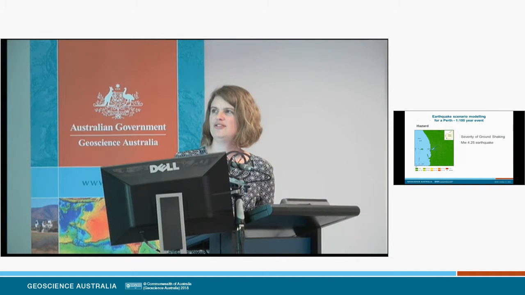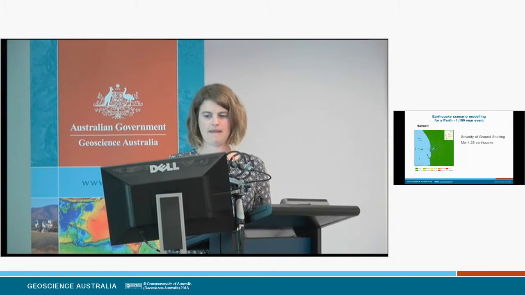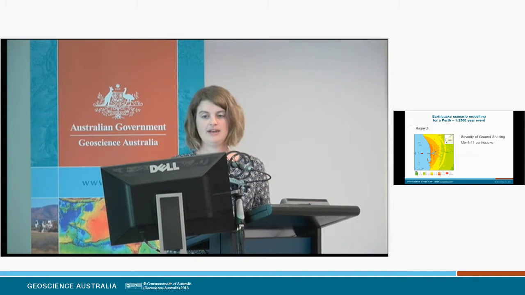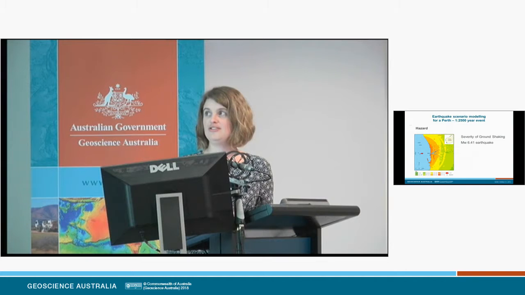Most of the mainland is given a rating of 4.5 to 5 there, and that's for a 4.25 earthquake. For a larger earthquake of magnitude 5.57, which is a 1 in 500 year event, you're getting some stronger MMIs over here, roughly 5 to 5.5. And for a 1 in 2,500 year event, which was a magnitude 6.4 earthquake, you've got a rating of 7.5 for Rottnest Island, and the Perth coastal strip was given an MMI rating of 6.5 to 7.